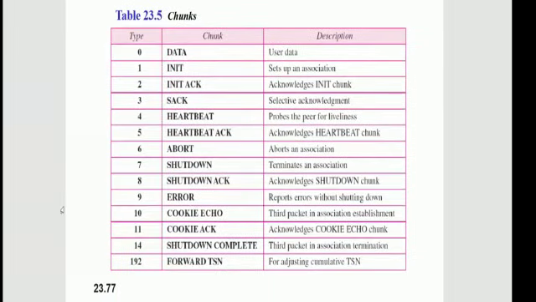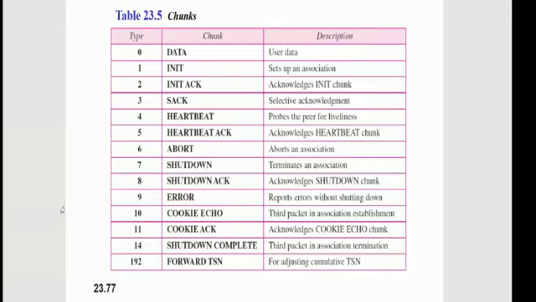These are the chunks. As per the given table, there are type, chunk and the description. The chunk consists of data, init, acknowledgement, SACK. What are all these? These are flags. The type indicates an 8-bit field which is used for defining up to 2 raised to 8, that is 256 chunk types.